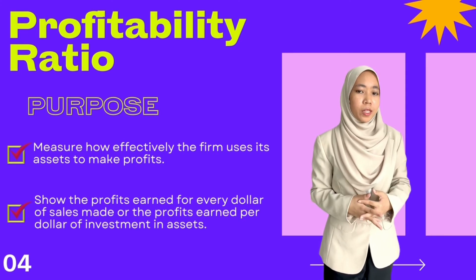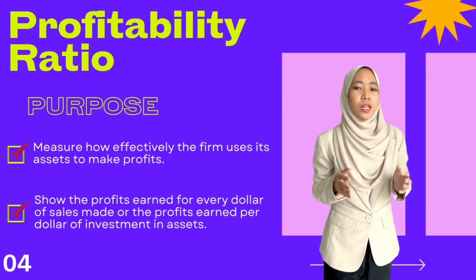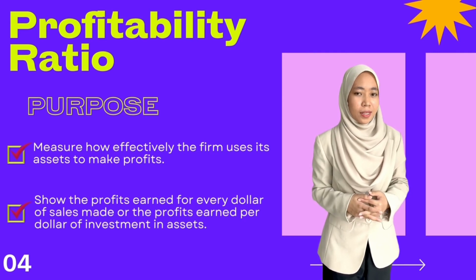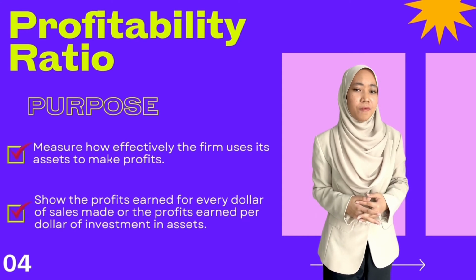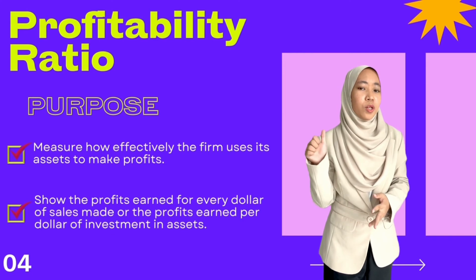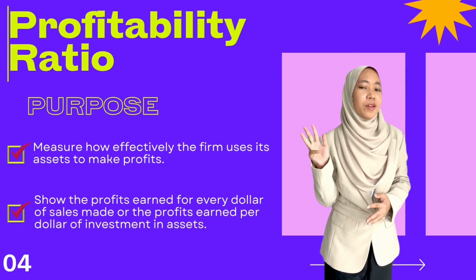The purpose of the profitability ratio is to measure how effectively the firm uses its asset to make profit. They show the profit earned for every dollar of sales made or the profit earned per dollar of investment in asset. This ratio also includes the firm's efficiency in controlling cost and pricing policy. Profitability ratios include gross profit margin, operating profit margin, net profit margin, return on asset, and return on equity.